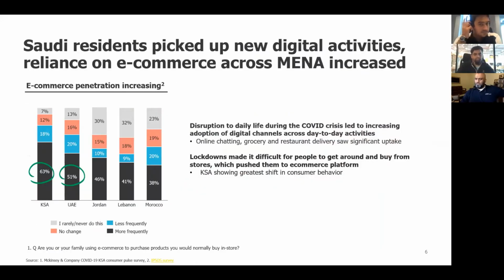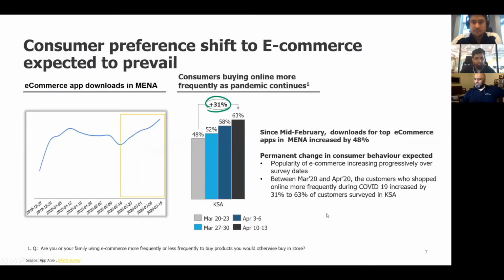Okay, this slide talks about how Saudi residents reacted to buying online. So if you see the left bar for KSA and the bullets at the bottom, the question that was asked, it's a McKinsey question, which says: are you or your family members using e-commerce to purchase products you would normally buy in store?